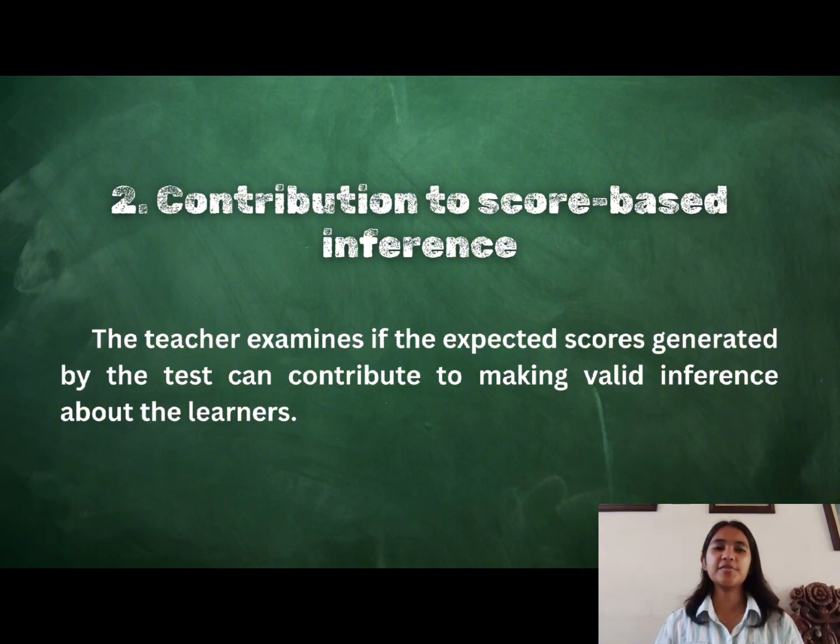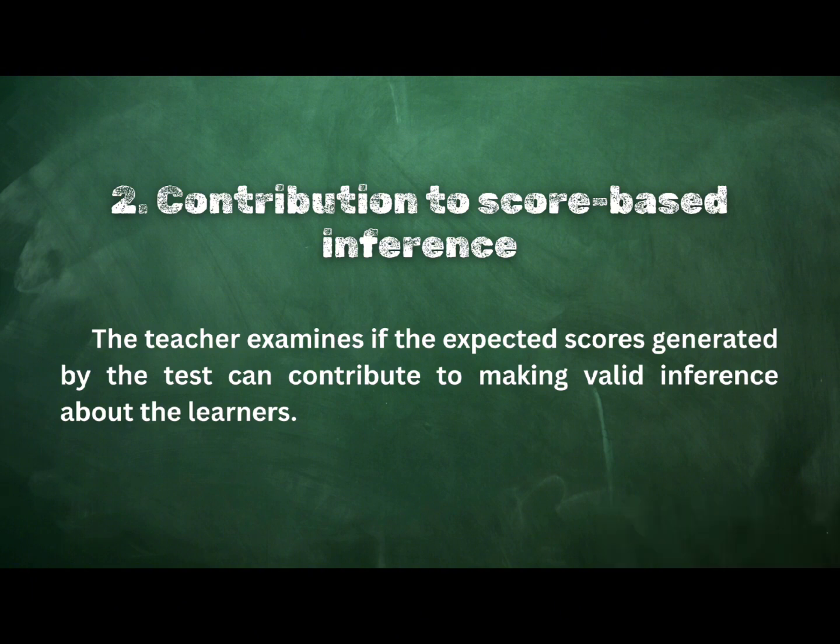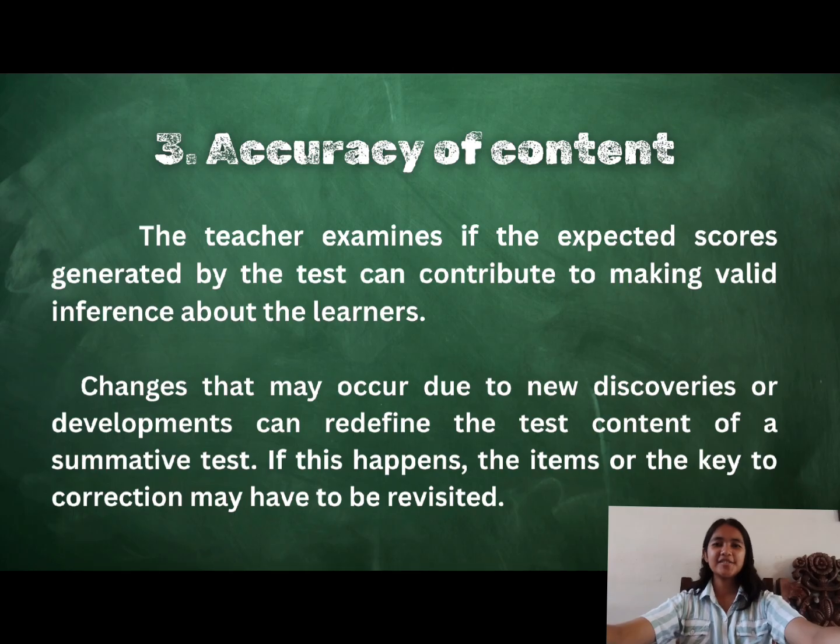So second is the contribution to score-based inference. The teacher examines if the expected scores generated by the test can contribute to making valid inferences about the learners. So it's all about understanding how much each piece of information matters when using scores to make decisions. The third one is the accuracy of the content. It means the information being presented is correct and free from errors. It's about making sure the facts, the details, and the descriptions are all true and verifiable. But changes may occur due to new discoveries and developments that can redefine the test, and when this happens, the items or the answer key may have to be revisited.